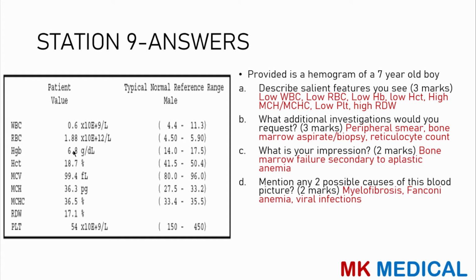And then the additional investigations that I'd want to do, I'll do a peripheral smear. I'll do a bone marrow aspirate or biopsy as well as a reticulocyte count. What is my impression? This is obviously bone marrow failure, most commonly secondary to aplastic anemia. Mention any 2 possible causes of this blood picture. It could be myelofibrosis, Fanconi anemia, or viral infections.